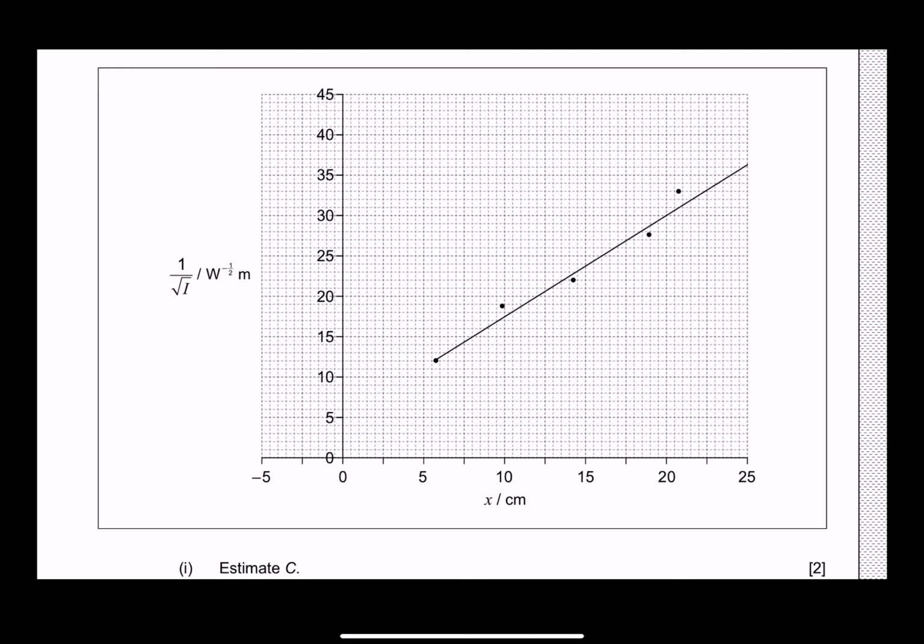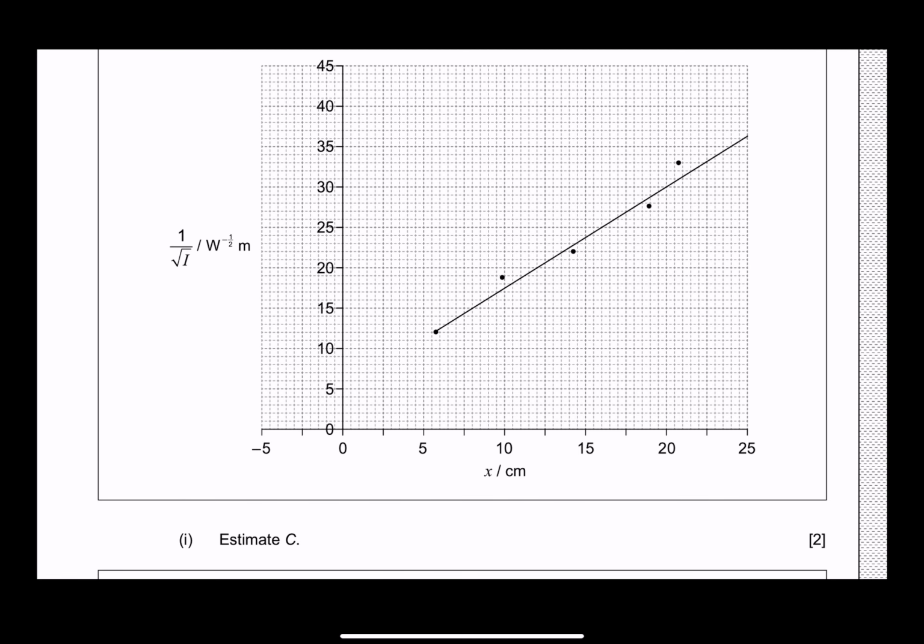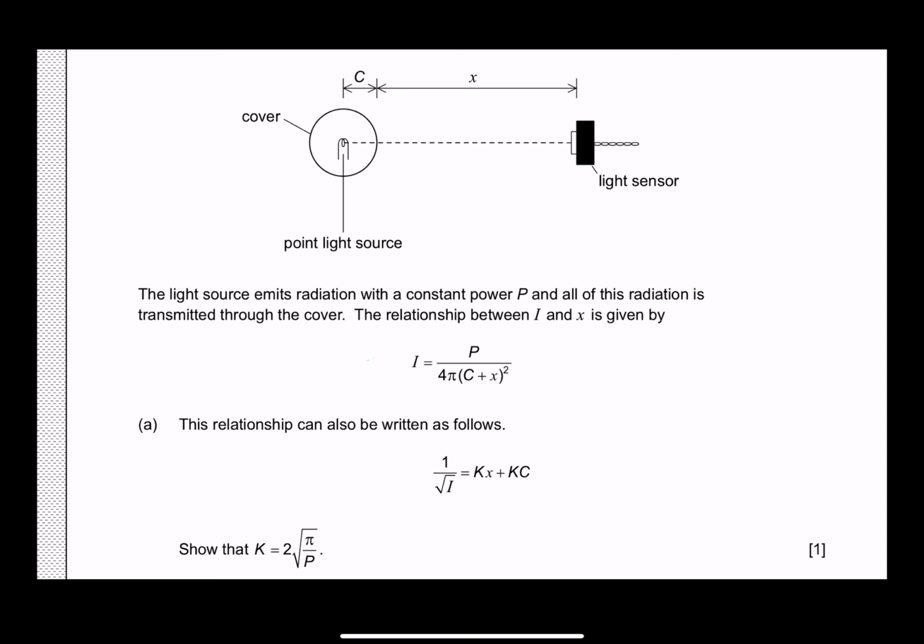So if you do 1 over the square root of intensity, you wind up with units of watts to the negative 1/2 times meters. So here we have part BI, where they want us to estimate C. Well, let's revisit the expression in which C exists. So it's in 2 of these.